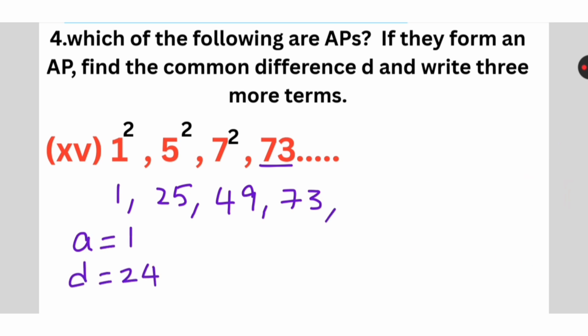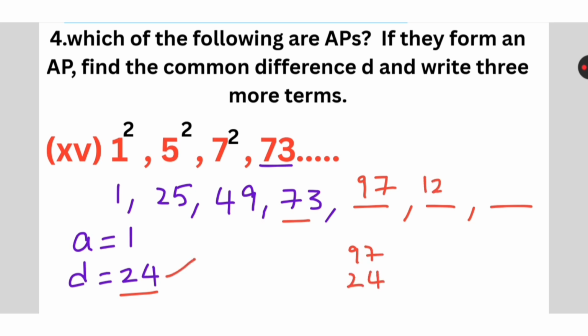So let's write another 3 more terms. For this 73, if you add 24, we get the 5th term, isn't it? 73 plus 24 gives 97. That is our 5th term. For this 97, if you add the difference, which is 24, we get the next term, which is 121. For this 121, if you add the common difference, we get 145 as our 7th term. So these are the 3 more terms.